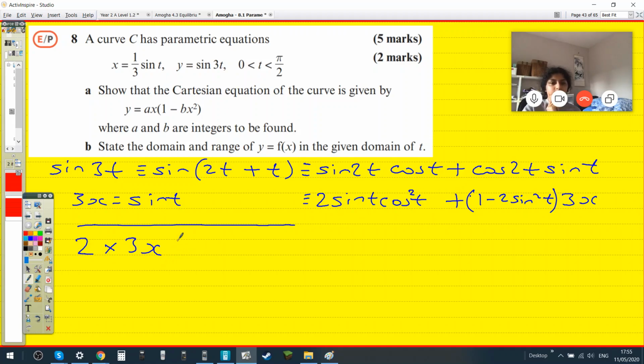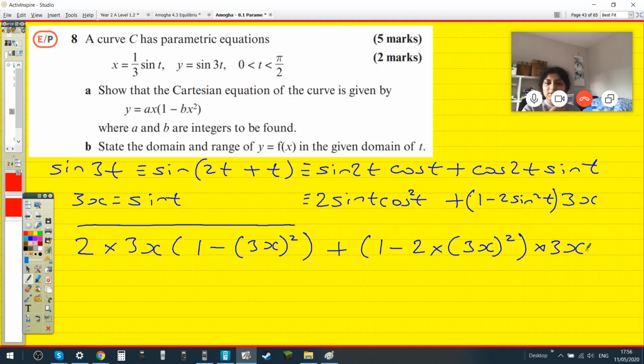1 minus 3x squared, the whole squared. And that one's already done. Oh wait, 1 minus 2 sine squared t is 1 minus 2 times 3x, the whole squared. And yeah, and then 3x. And then expand everything.